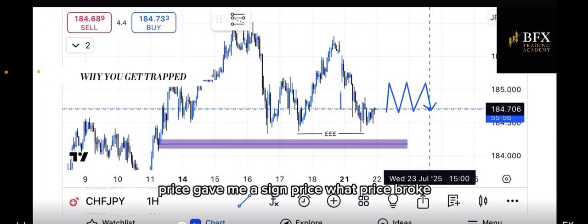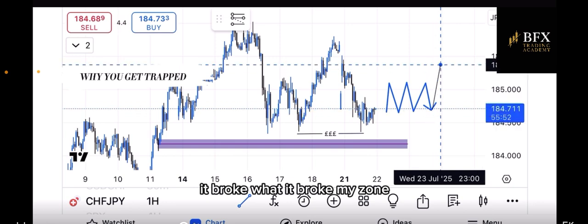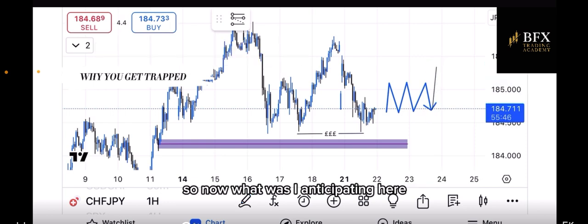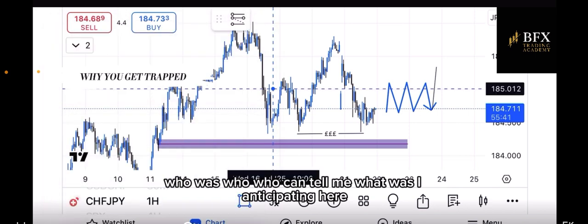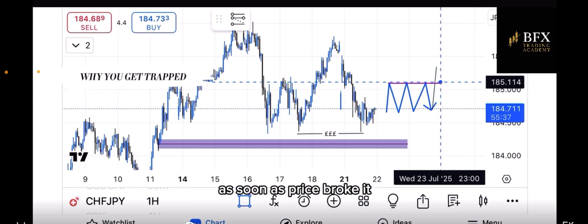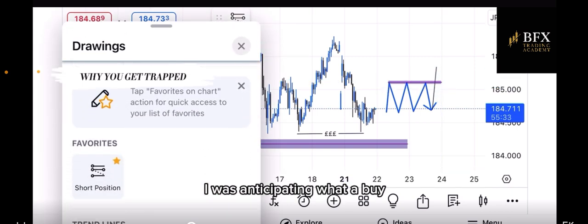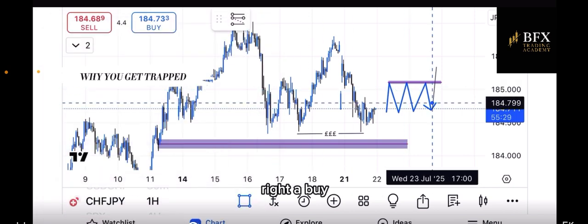Price broke. It broke my zone. It broke my resistance level. So now, what was I anticipating here? Who can tell me? As soon as price broke it, I was anticipating a buy, right? A buy.